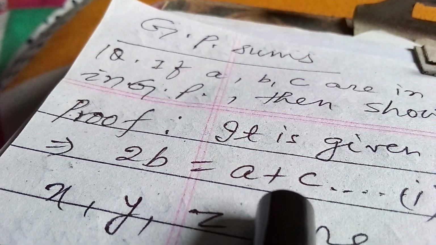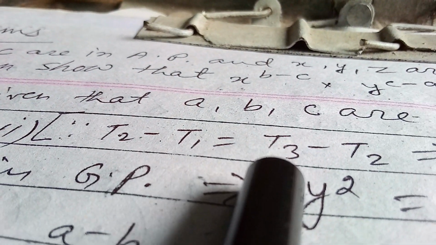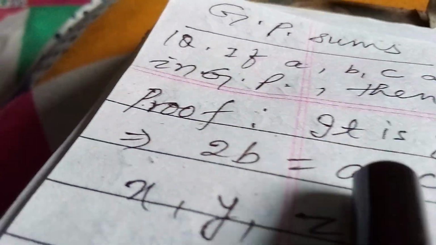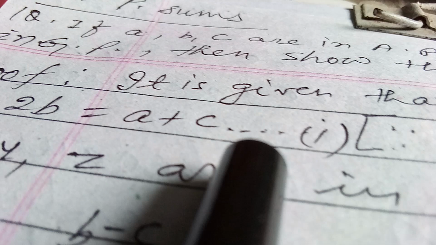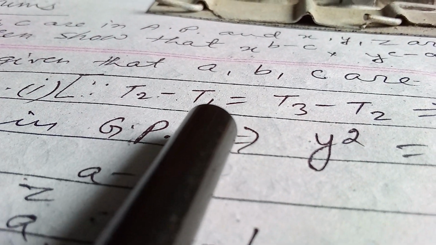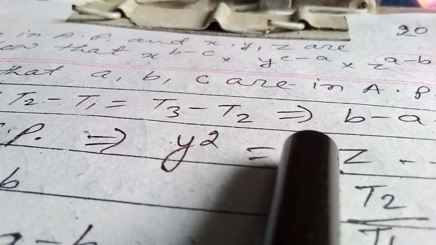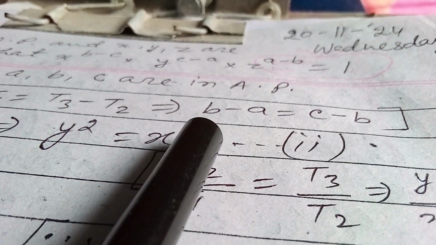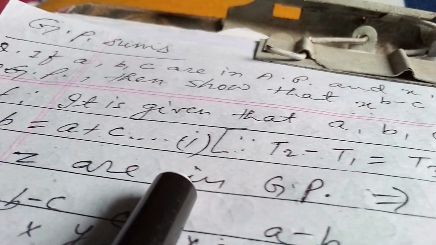The proof is: it is given that a, b, c are in arithmetic progression. So this implies 2b equals a plus c. This is the first equation, since second term minus first term equals third term minus second term. This implies b minus a equals c minus b, and from this we get 2b equals a plus c.